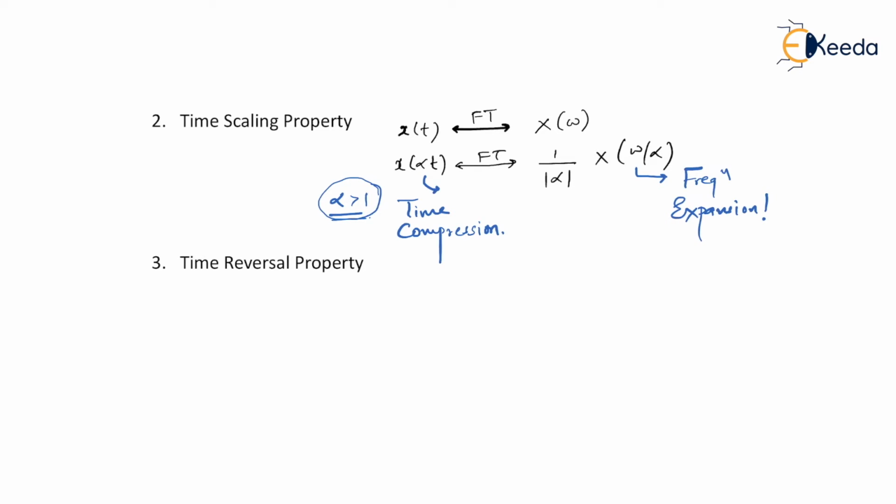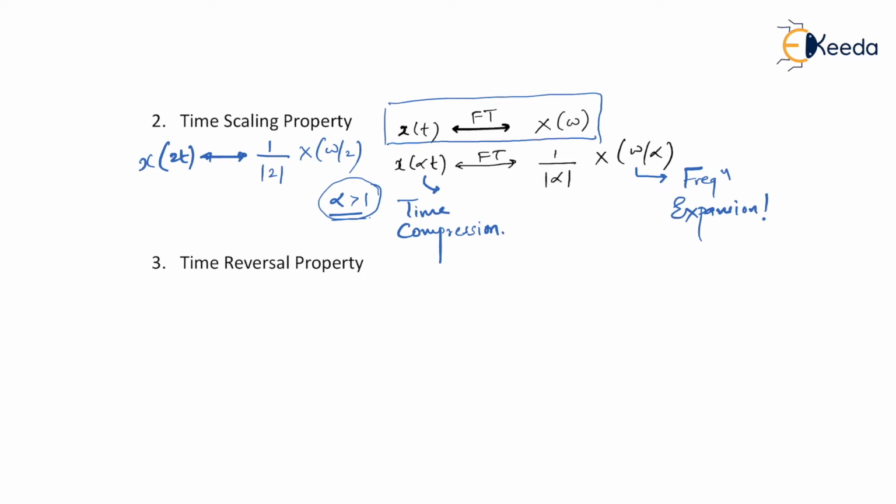For example, let's say I already have X of omega as the Fourier transform for x of t, then the Fourier transform for x of 2t, which is time scaled by 2, will have its Fourier transform as 1 upon mod of 2 times X of omega by 2. So this is just an example I have shown you. Again, we will solve some numericals based on this. In that case, we will apply this property.